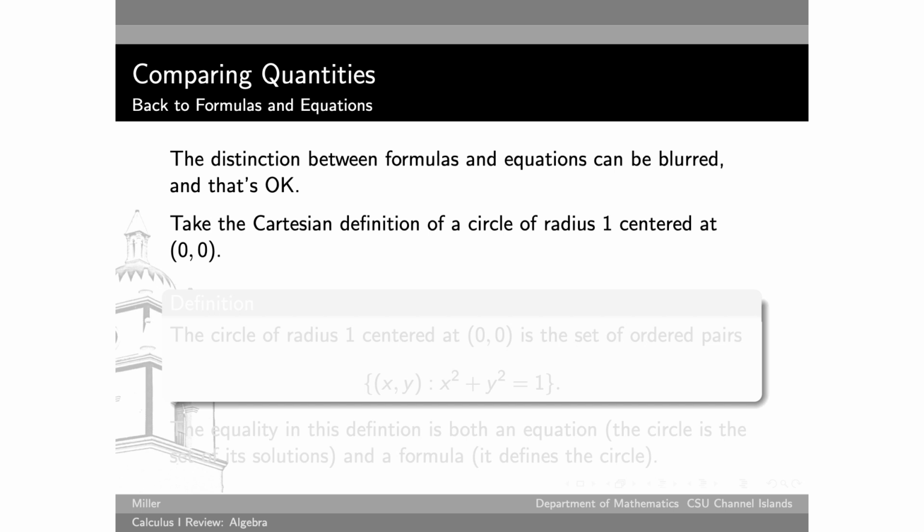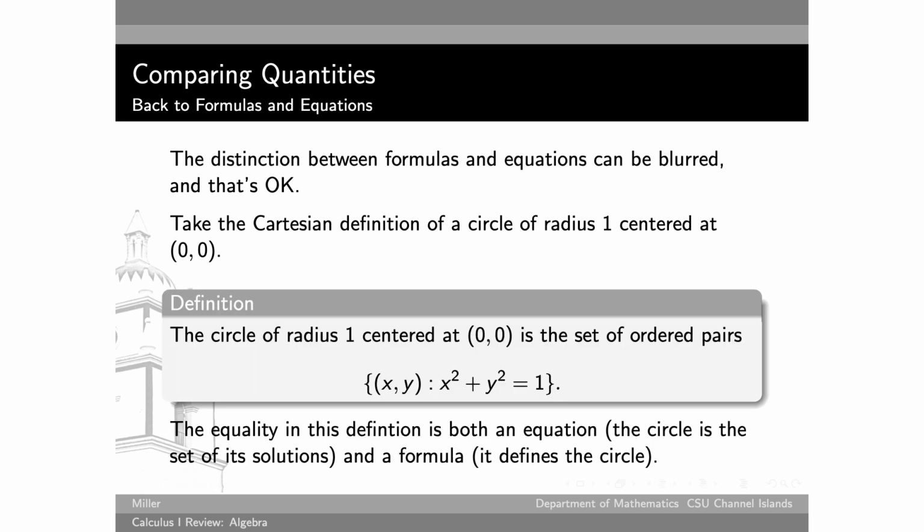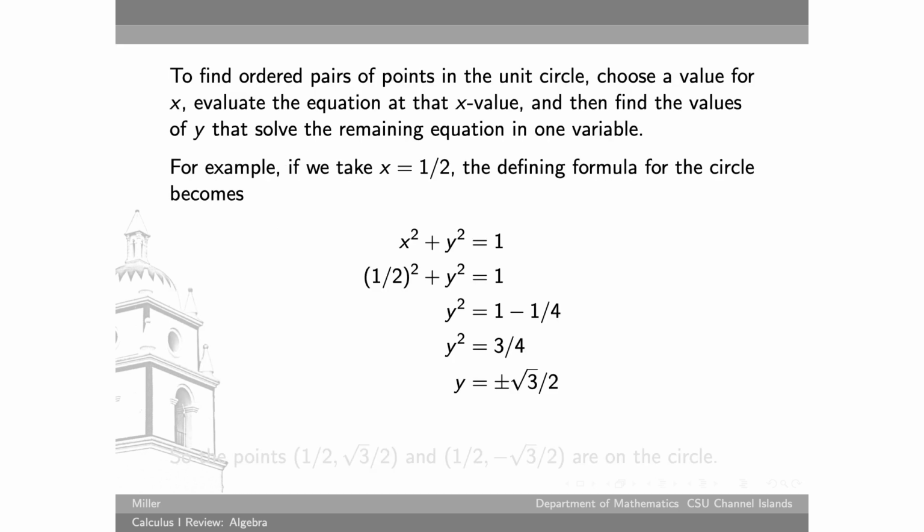The distinction between formulas and equations can be blurred, and that's okay. Take the Cartesian definition of a circle of radius 1 centered at the origin. Here's the formula. The equality in this definition is both an equation, the circle is the set of its solutions, and a formula, it defines a circle.